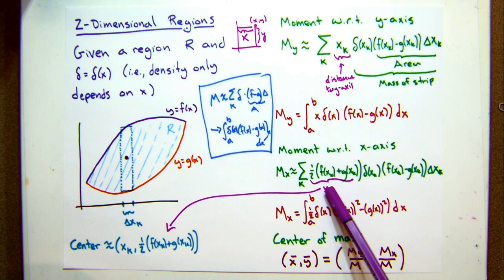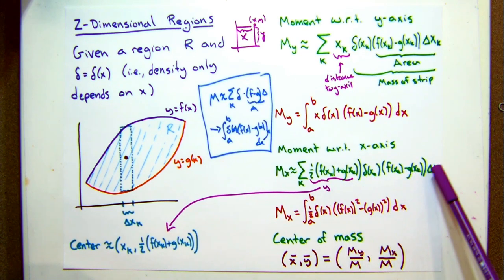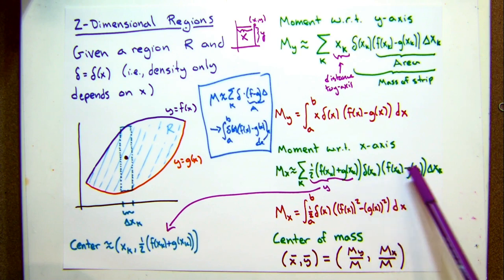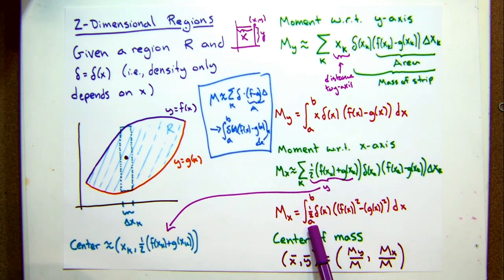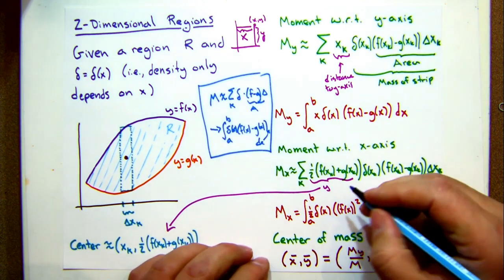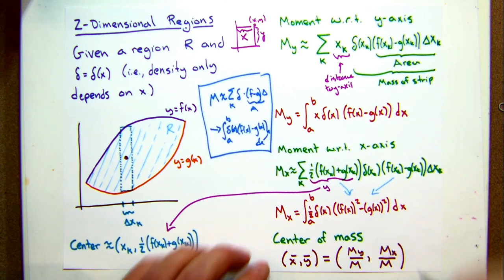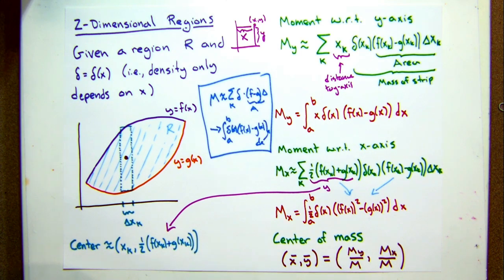So with the moment with respect to the x-axis, I have the distance to the x-axis, which is the center, times the density times the area. So delta times area is the mass. Now we get a little bit interesting expression. The 1/2 comes down, the density comes down, and then f plus g times f minus g. Well, f plus g times f minus g, that's one of those nice things from algebra: a plus b times a minus b is a squared minus b squared. So these two pieces combine to give you f squared minus g squared. So that's what happened to that.